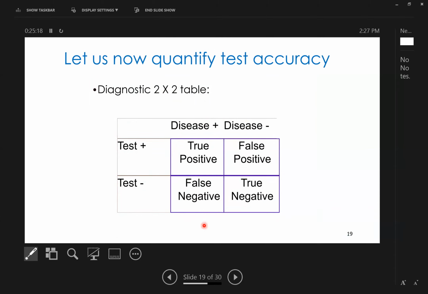We have disease positive, disease negative. How do we know disease positive, disease negative? Because we've done the gold standard, right? So all those who are gold standard positive, say angiogram positive, are here in the first column. All those who are angiogram negative are in the second column. And then the Apple Watch test positives and the Apple Watch test negatives.